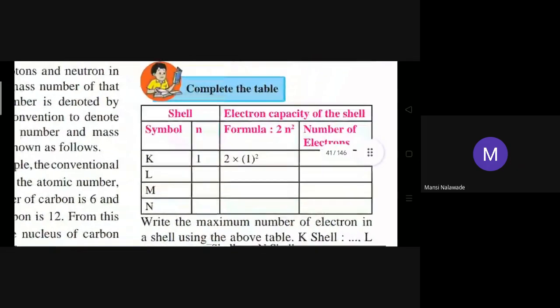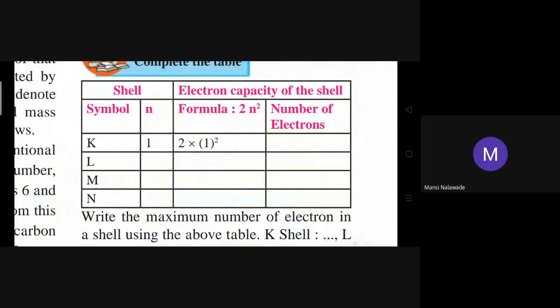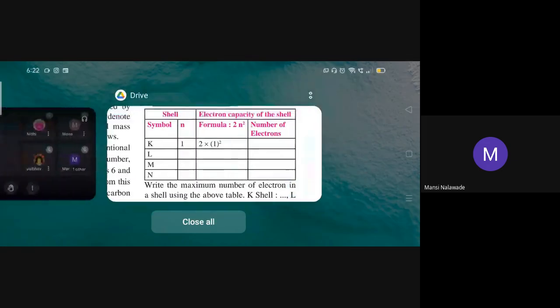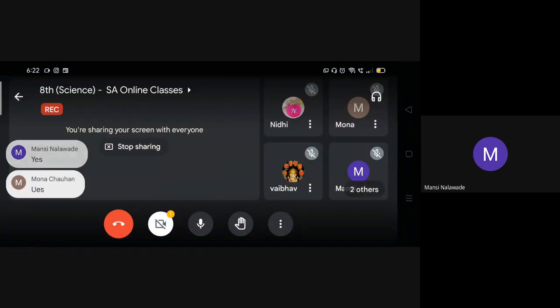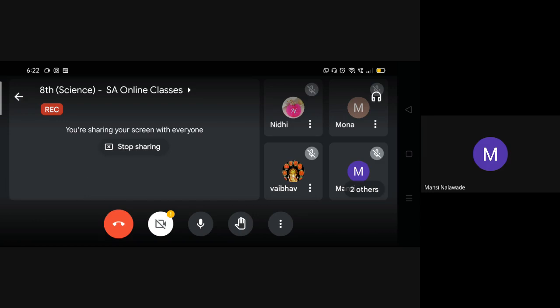What have they asked you? Shell, then symbol, K, L, M, N, and n. n is 1 for the K shell. So the formula is 2n square, so the number of electrons will be 2 only. 1 square is 1 and 2 into 1 is 2. Like that, can you find out the others, for L, M, N? Start writing and after completing let me know.